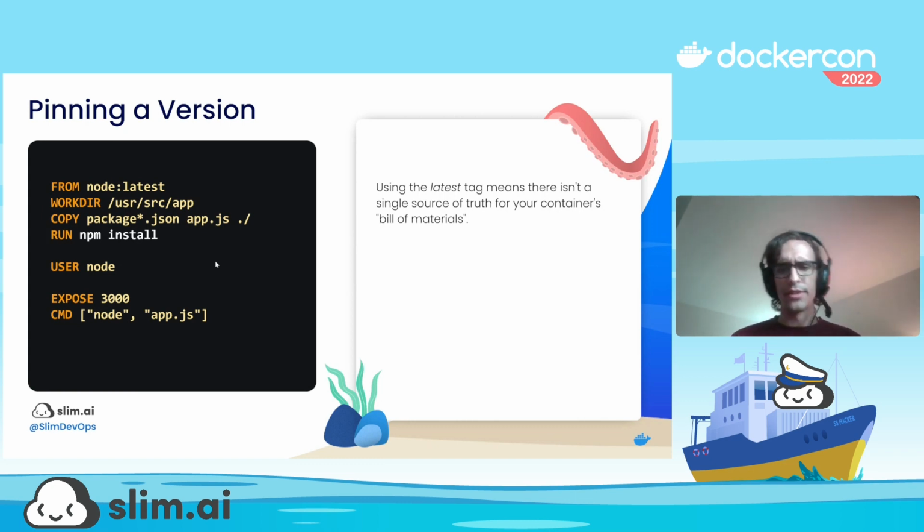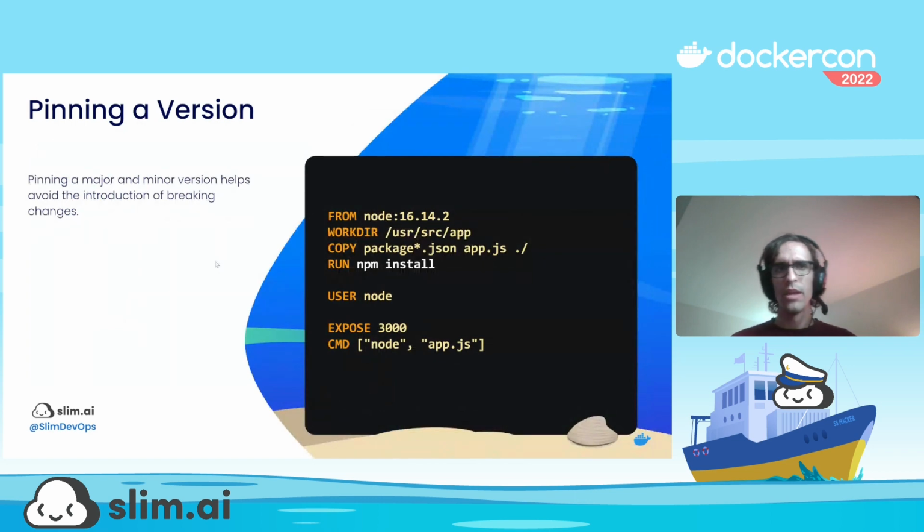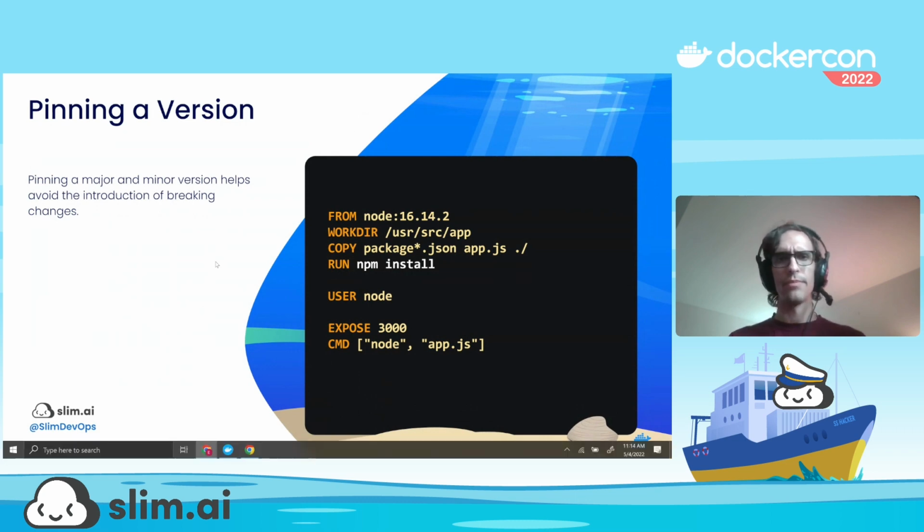So what do we do about this? You can pin both a major and a minor version. And this helps avoid the introduction of breaking changes. So instead of FROM node:latest, here we now specify FROM node:16.14.2. Let's go ahead and take a peek inside the extension again and compare these two images and see what's different inside of them.